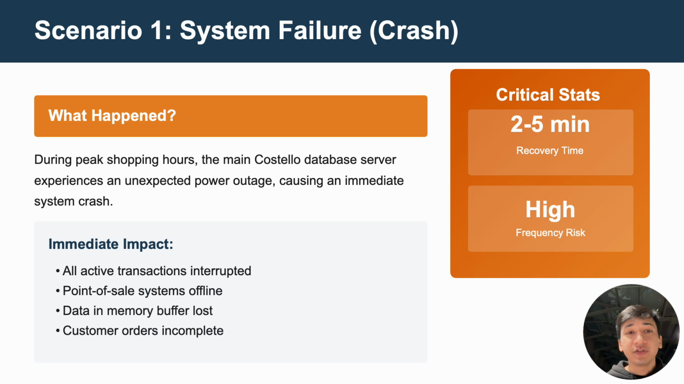Our first scenario is system failure, or a crash. During peak shopping hours, Costello's main database servers can experience an unexpected power outage, causing an immediate system crash. The impact will be significant. All active transactions are interrupted, point of sale systems go offline, data in the memory buffer is lost, and customers' orders remain incomplete.